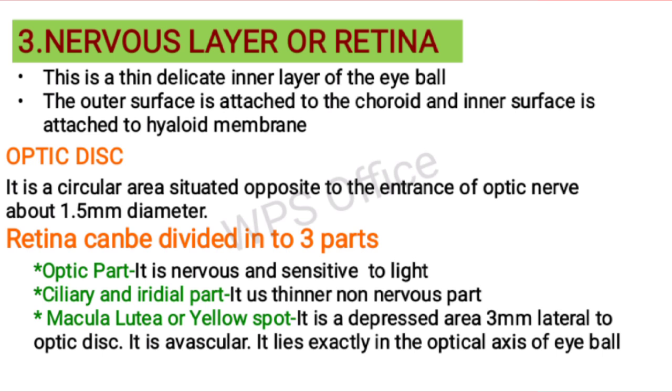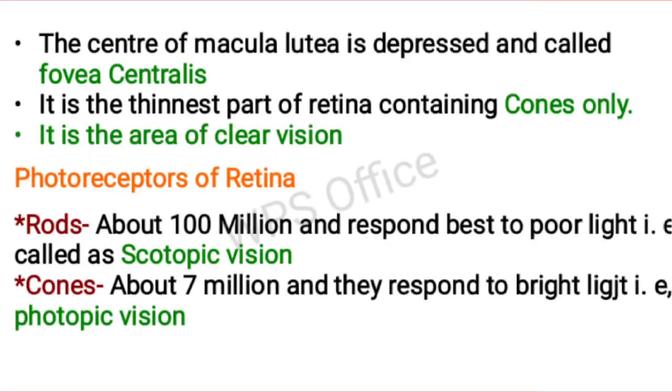The optic part is the most nervous and the most sensitive to light, and the ciliary and iridial parts are thinner and non-nervous. The macula lutea or yellow spot is a depressed area which is 3 millimeter lateral to the optic disc. So this is the eye's vascular area, and it lies exactly in the optical axis of the eyeball. The macula lutea is clinically a very important area. The center of the macula lutea is the fovea centralis. It is in this area that the cones are located.